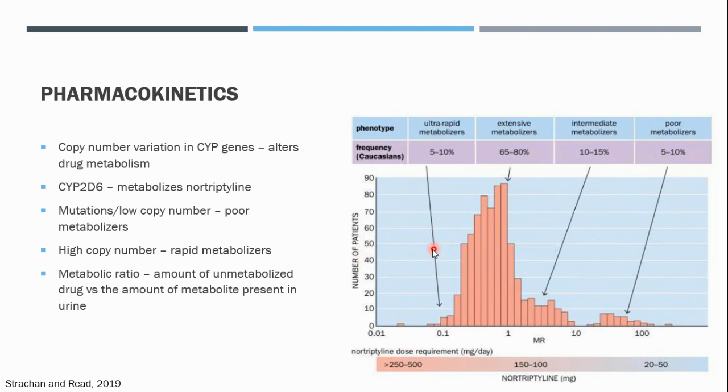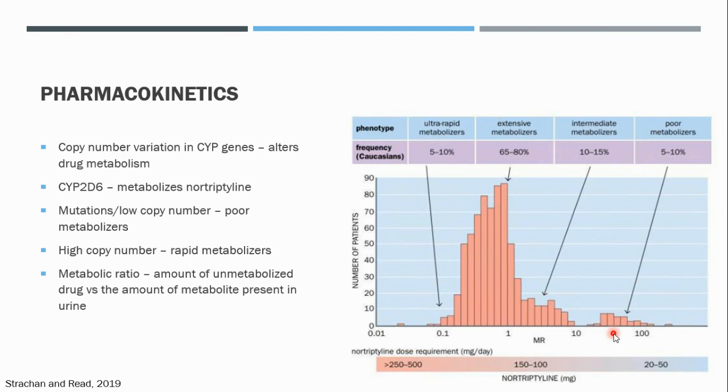3 hours after they received the dose, the amount of unmetabolized drug versus the metabolic product present in the urine was measured, and that was the metabolic ratio. So patients who had a very low metabolic ratio had a very low amount of unmetabolized drug versus the metabolic product because most of that drug had been metabolized, whereas patients who were poor metabolizers had a very high metabolic ratio. And as you can see, this is shown on a logarithmic scale. And the y-axis of this graph shows the number of patients in each category.